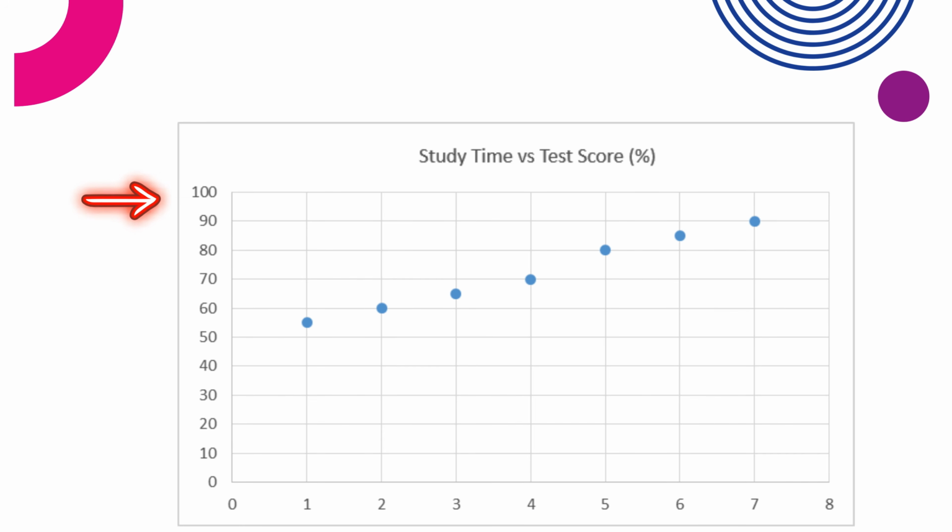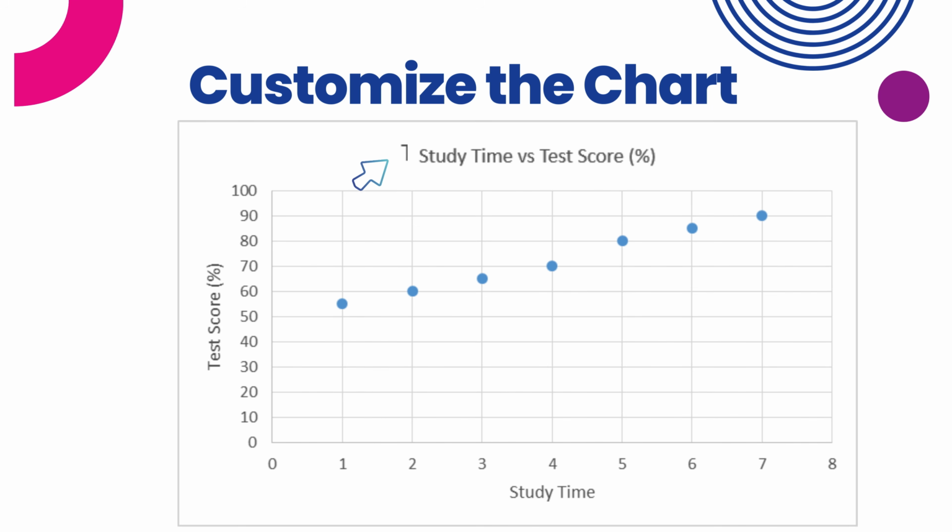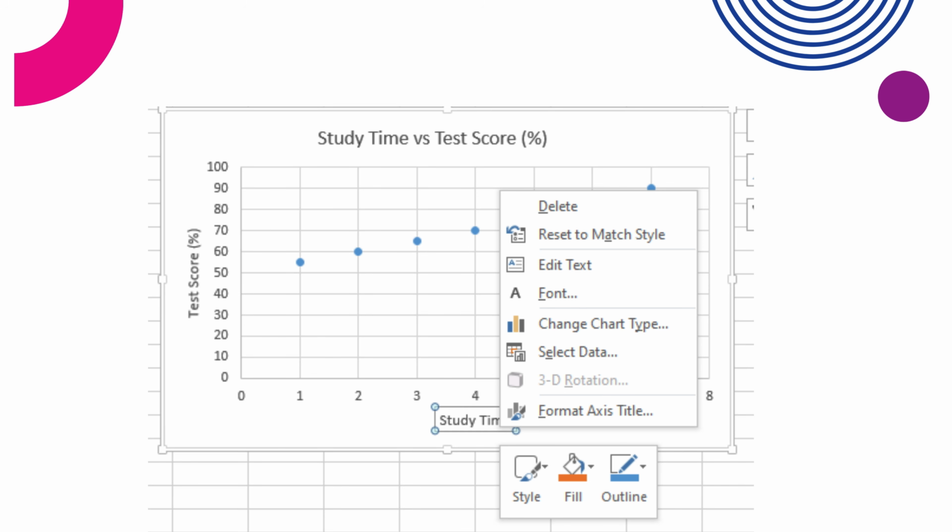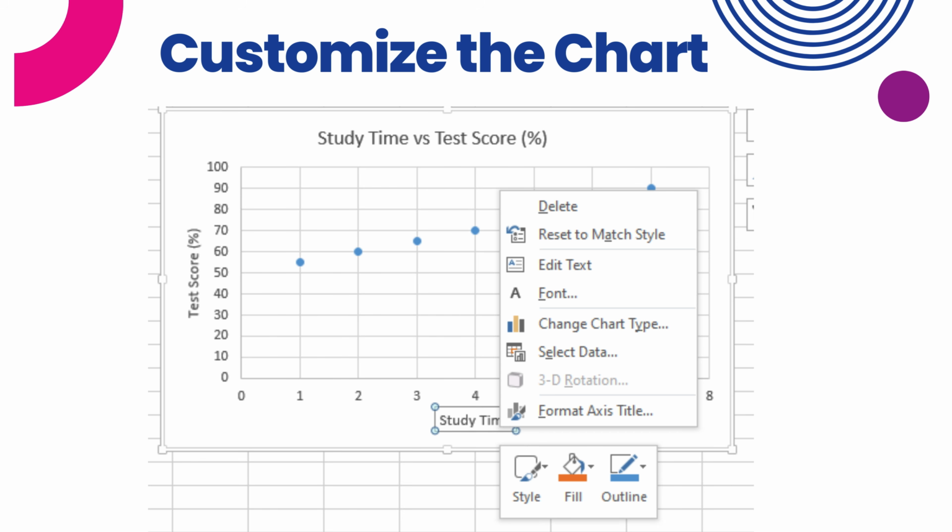Your chart will look like this. For adding a chart title, click the chart title and type Study Time versus Test Scores. And for labeling the axis, right-click the x-axis, choose Axis Title, and type Study Time (hours). Do the same for the y-axis and type Test Score.